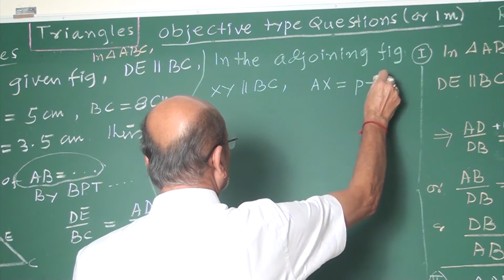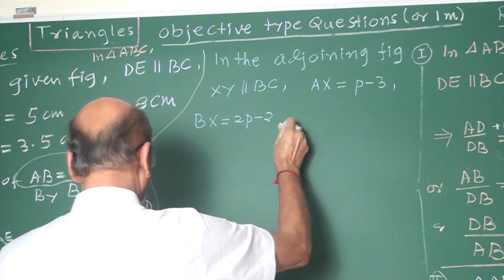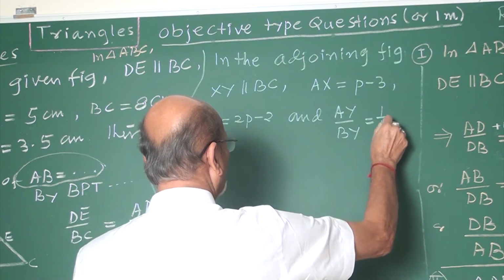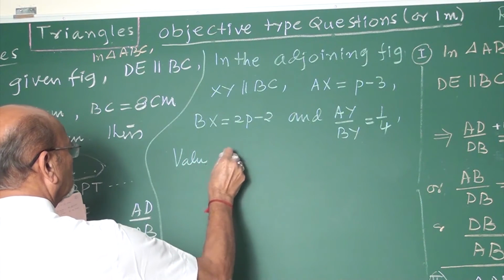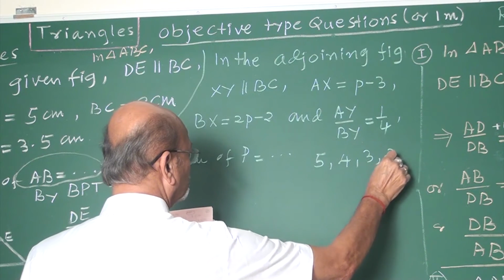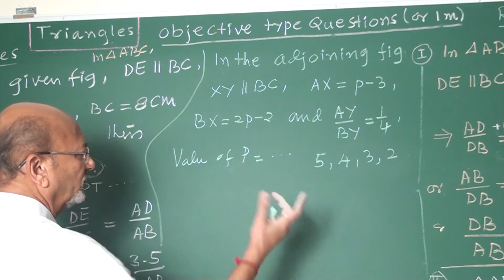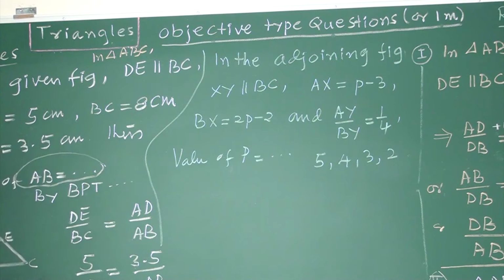If AX is P minus 3, BX is 2P minus 2, and AY upon BY is 1 by 4, then the value of P equal to dash, my friends. These are the options: 5, 4, 3, 2. Descending order, increasing order. Anyway, examiners will sometimes write fancy numbers. Even they may give 5, 10, 15, 20, with numbers in AP like that. Decreasing, increasing, they may give the options. But one is the option in that. Yes, my friend. Same thing.